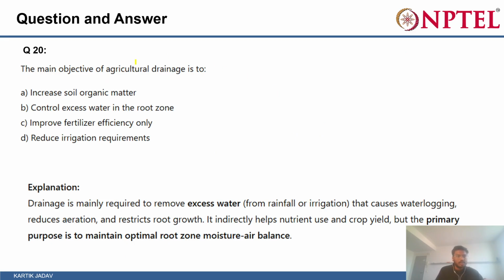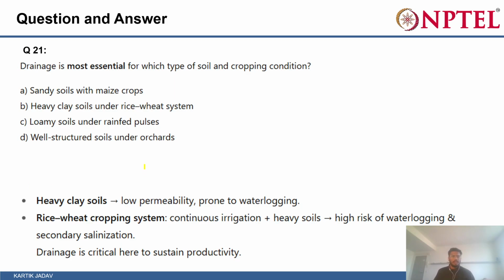Now, next question: the main objective of agriculture drainage is to. So we know that it is to control the excess water in the root zone. The answer is option. Again, drainage is most essential for which type of soil? You know that heavy clay soil, in rice-wheat system, has low permeability and is prone to clogging, and this also causes secondary salinization. So the correct answer is option.